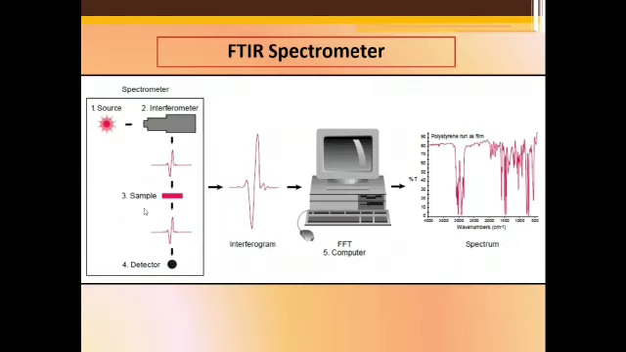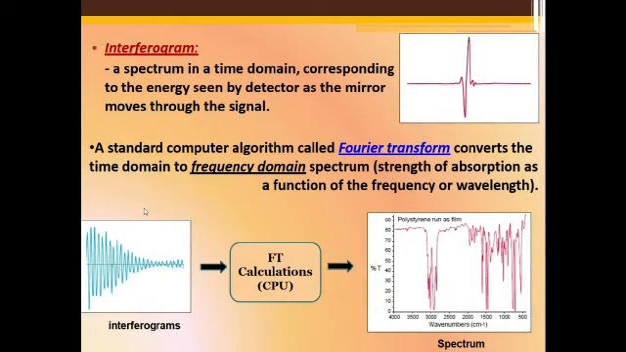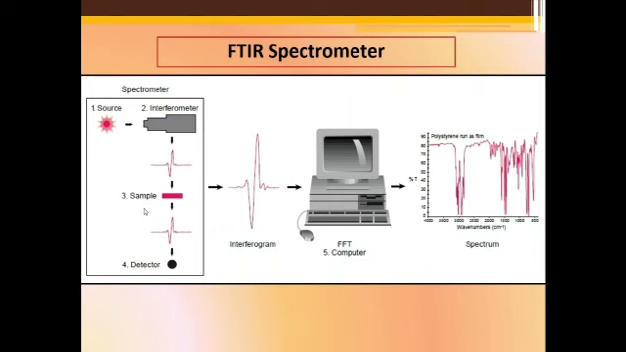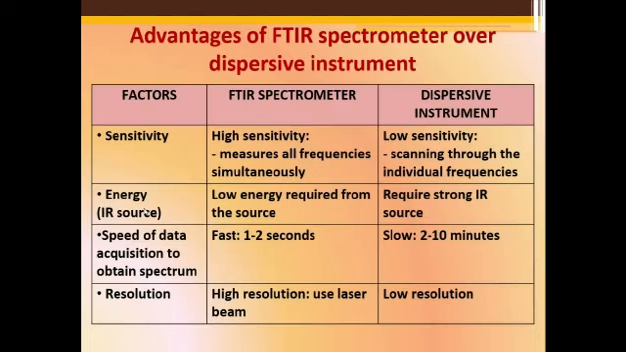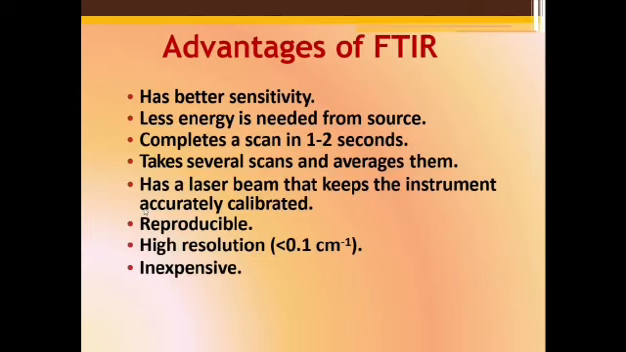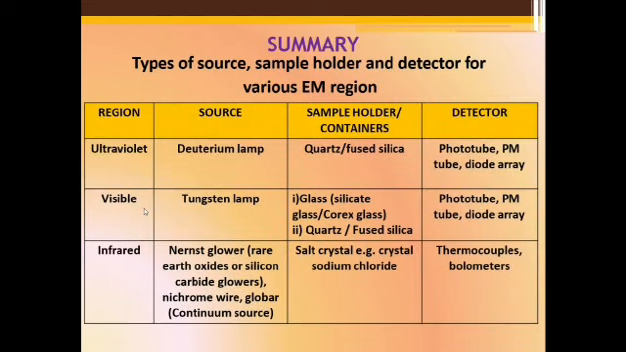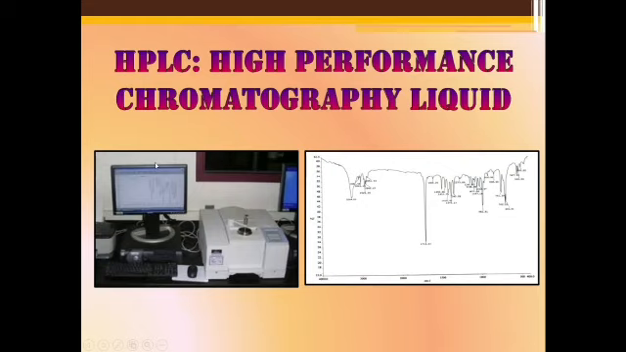Continuing our lecture from previous, we're going to discuss FTIR, the concept, all these things together. You have to identify the graph in this FTIR spectrometer. They have an advantage. You can read this advantage and summary for all the instruments that we discuss: UV-Vis, infrared, and then HPLC, high performance liquid chromatography.